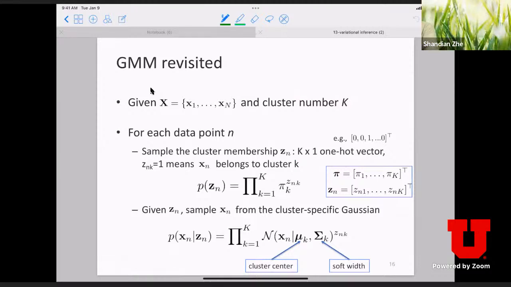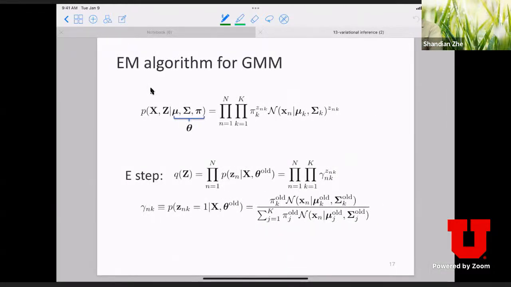Okay, so now we apply this framework to train our Gaussian mixture model. So this again is our Gaussian mixture model. To sample each data point, we're going to first sample the cluster membership Zn from the categorical distribution. Then given Zn, we sample Xn from the cluster specific Gaussian. So here, our model parameter theta consists of the cluster specific mean and cluster specific covariance, and also the probability factor. That is the prior probability a data point belongs to each cluster.